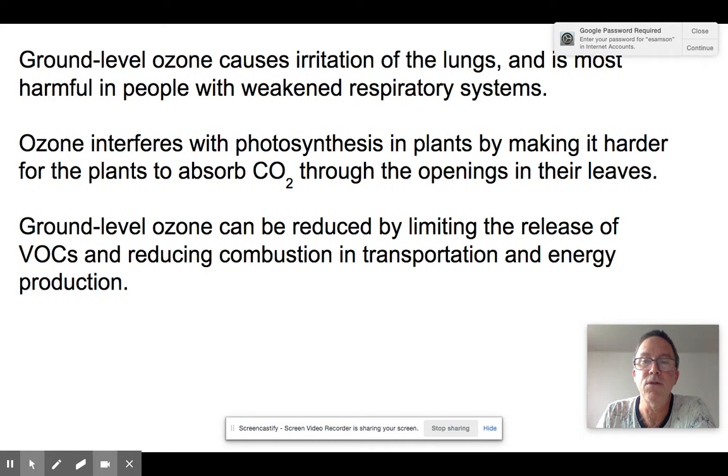Now, what does ground level ozone do? Well, it causes irritation of the lungs. So that means that people who have weakened respiratory systems are at risk, or people who have healthy lungs and respiratory systems can end up with weakened ones as a result of exposure to ozone.